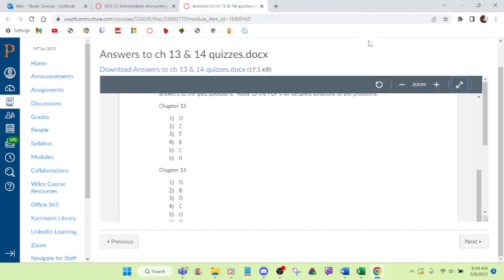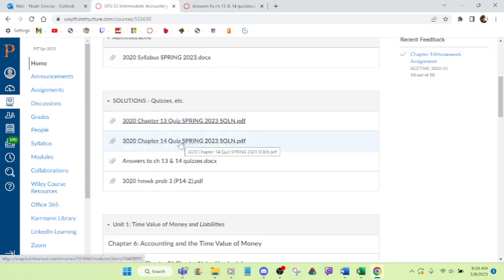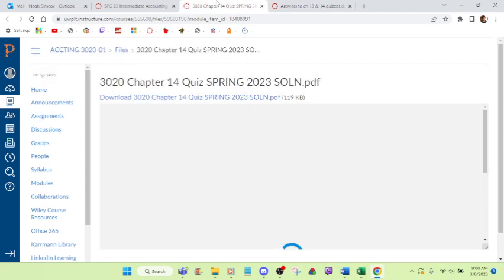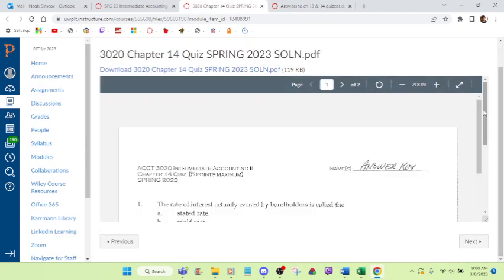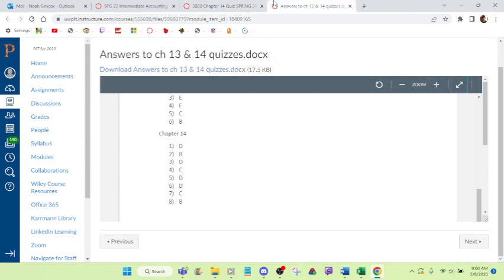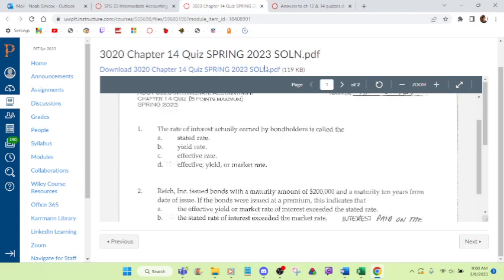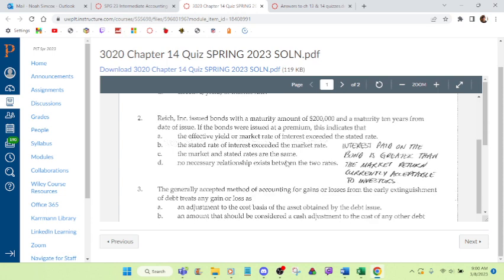Well, I logic-ed my way through the chapter 14 quiz. Let's see how badly I did on this quiz. Number 1 is D. I got it right.